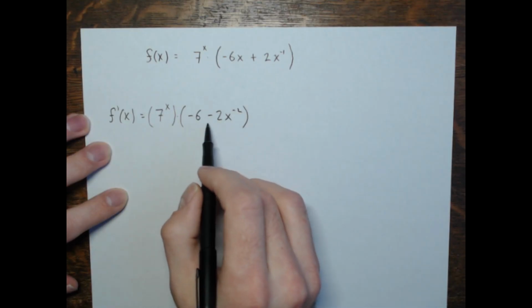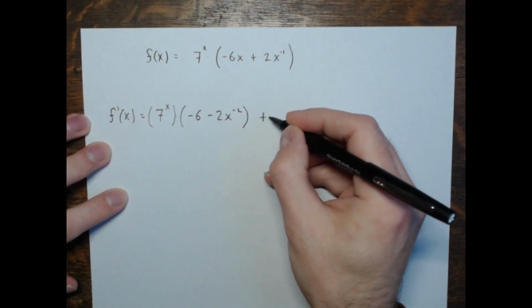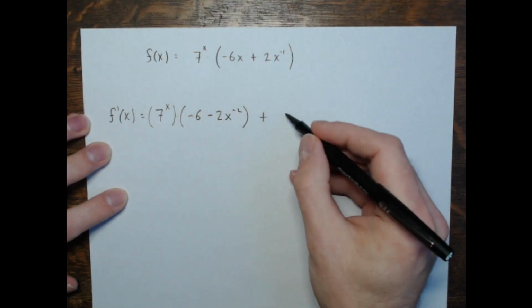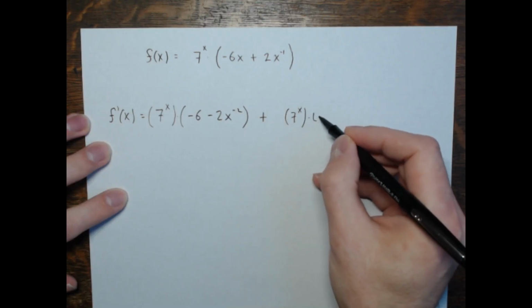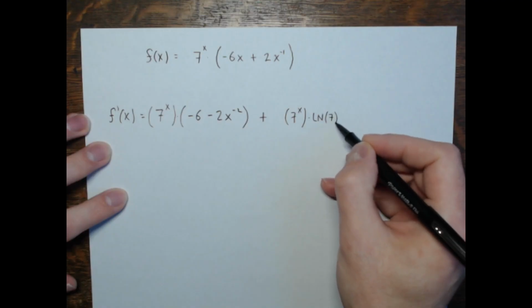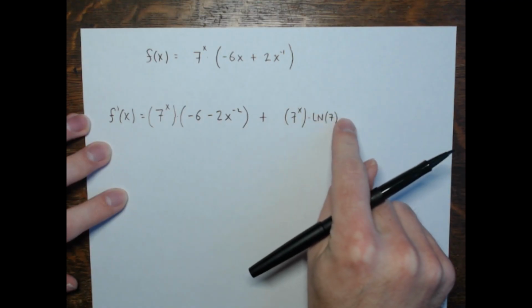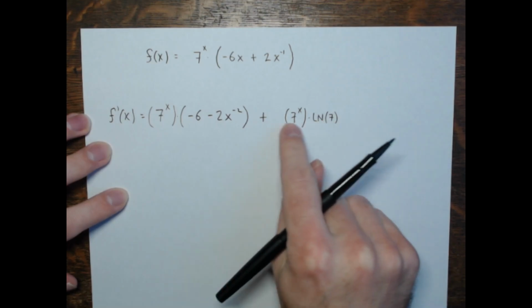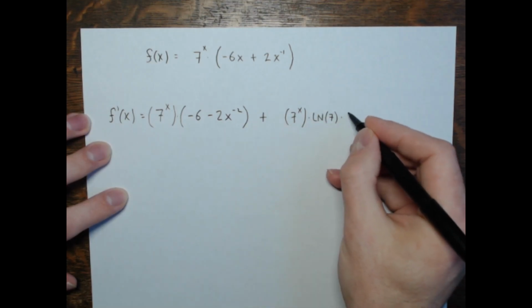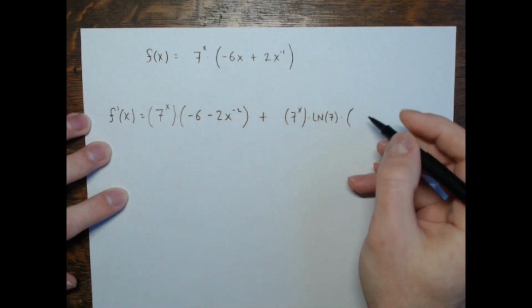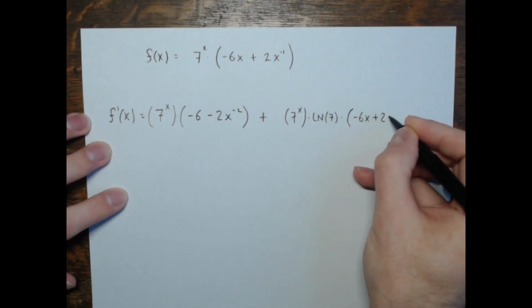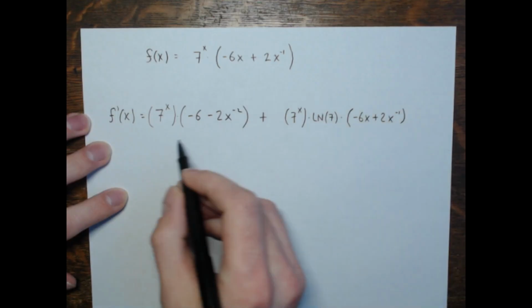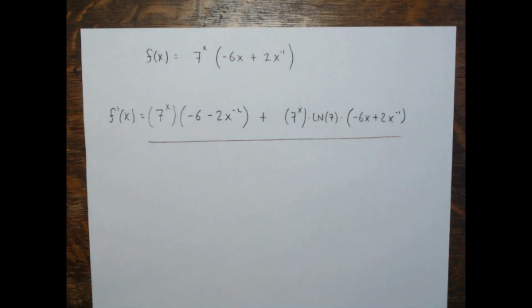All right, so there's first times the derivative of the second, then plus, and then the derivative of the first would be 7 to the x times the natural log of 7. Right, and that's just the x power, so you could write times 1 if you wanted, but that's it. And then times, leave the second factor the way it was, this -6x plus 2 times x to the -1 power. That's what I'm typing.